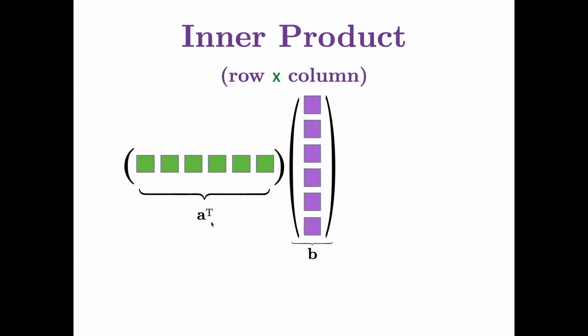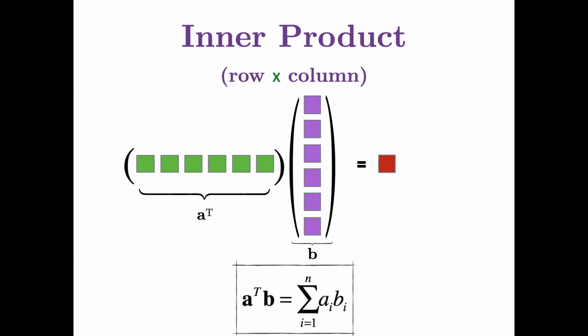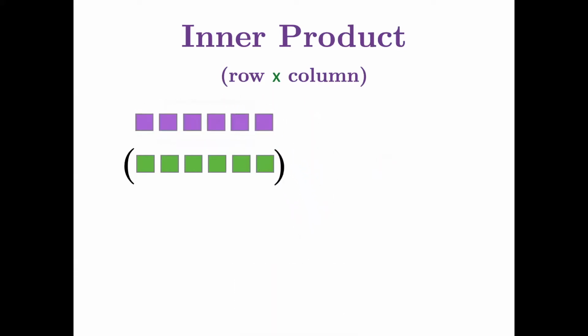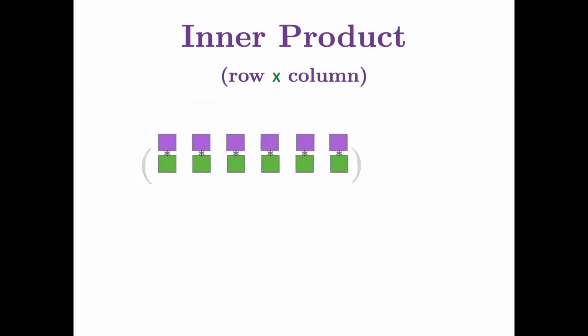This inner product is often referred to as the dot product in physics. The result of the inner product is just a single scalar. The formula for the inner product is the sum of the product of corresponding elements. Now, in my brain, visually, this animates something like this. The purple vector is picked up, placed on top of the green vector. Multiplication is done going down. Addition is performed going across, resulting in this red scalar.